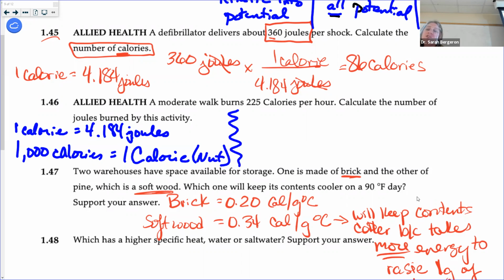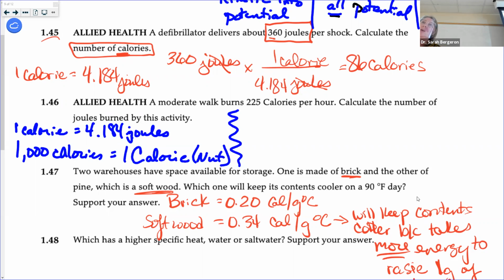Okay, so in the question, we have a moderate walk that burns 225 big C calories. Those are nutritional. See how that is a capital C? Per hour. Calculate the number of joules burned by this activity. So what am I asked to do? What is this question really asking me to do? Convert units. That's all this question is saying, is a unit conversion.